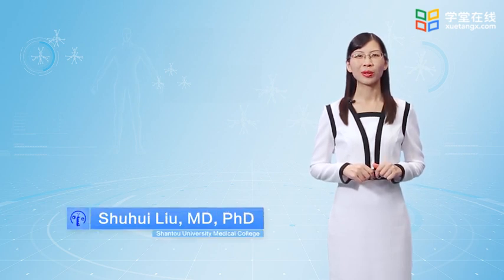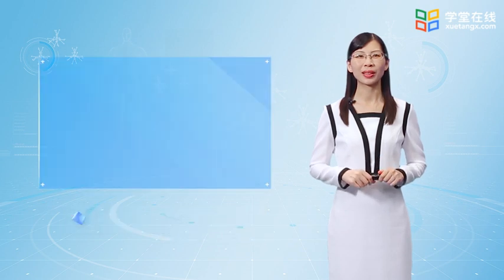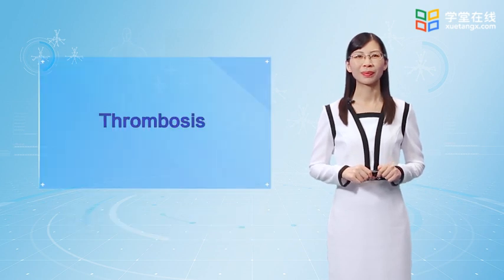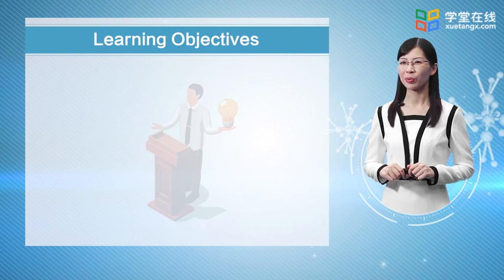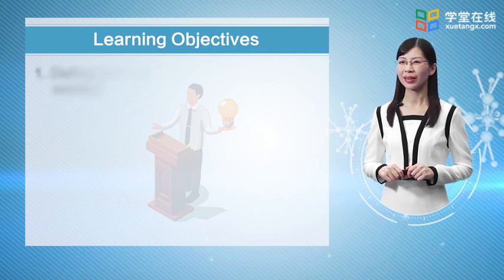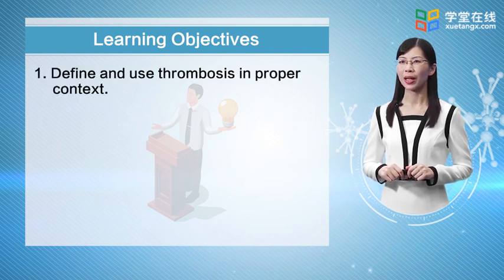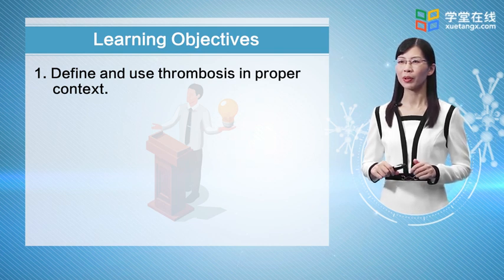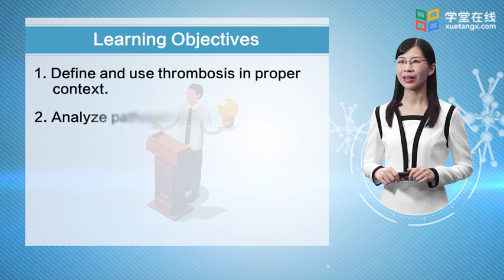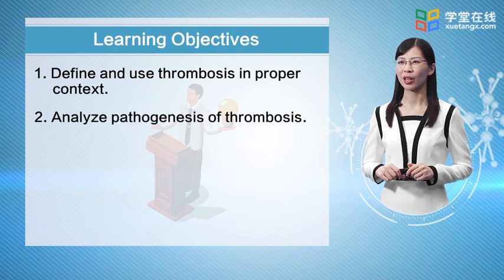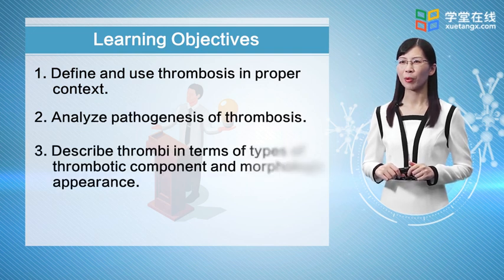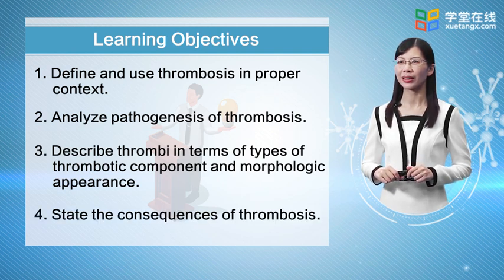Today we'll begin to introduce a new topic, thrombosis. These are the learning objectives. At the end of this session, you should be able to define and use thrombosis in a proper context, analyze pathogenesis of thrombosis, describe the morphologic appearance and components of a thrombus, and state the consequences of thrombosis.